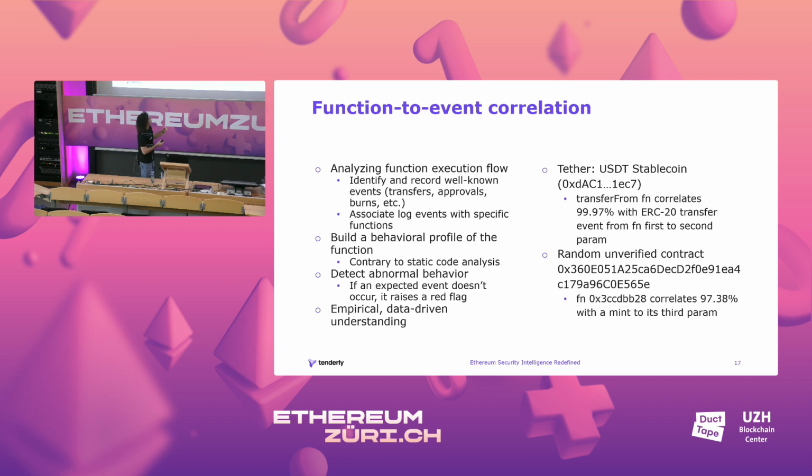But below, I found some random unverified contract, and I found one of its functions, which also has a super hard correlation with a mint event. So even though you cannot see its code, you can kind of know what that function is doing. Whenever a new user wants to call it, you can say, okay, I'm not really 100% sure, but probably this is what's going to happen.